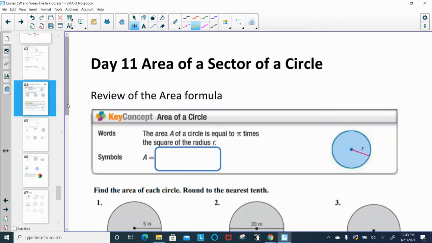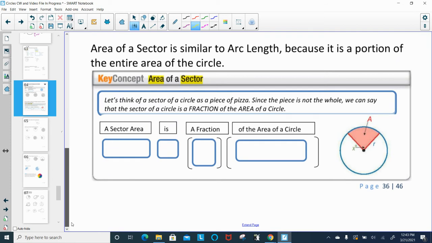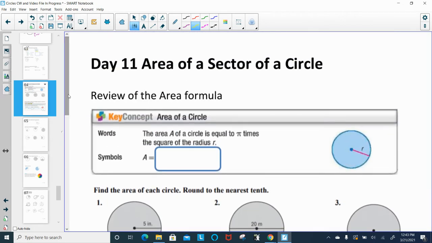Okay, welcome to day 11, area of a sector of a circle. This is page 36 in your packet. And today we're going to be talking about the area of a piece of the circle. Before we do that, let's review the area formula for the whole circle.